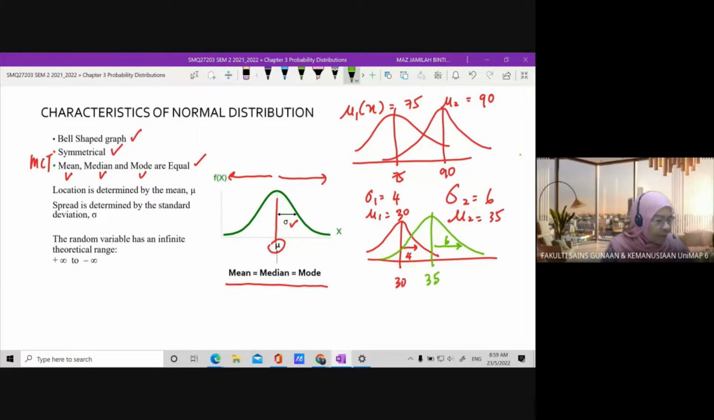And the random variable has infinite theoretical range, which means that the random variable x can be of any values from negative to positive. So if, let's say, you have negative values over here and positive values over here, your x value can be of any values. It can be positive or it can be negative.